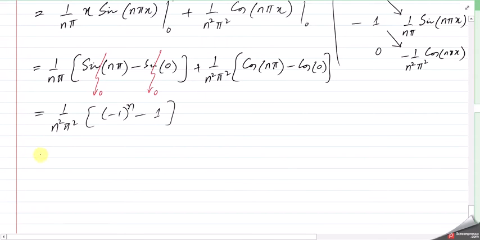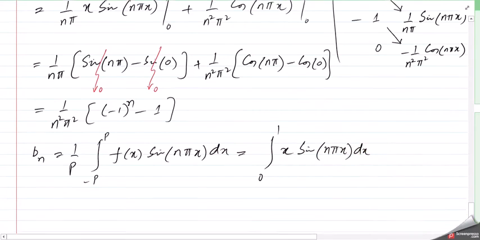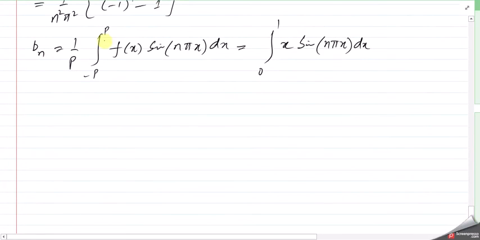That is our an. Similarly, bn is 1 over p, integral from minus p to p, f of x sine n pi x dx. Again, p is 1, so no need to write here. And once again, 0 to 1 x sine n pi x dx, because from minus 1 to 0, the first part is 0. And once again we repeat our exercise with integration by parts.